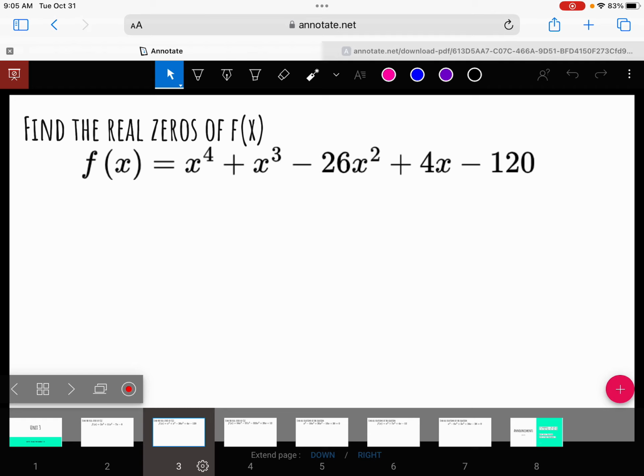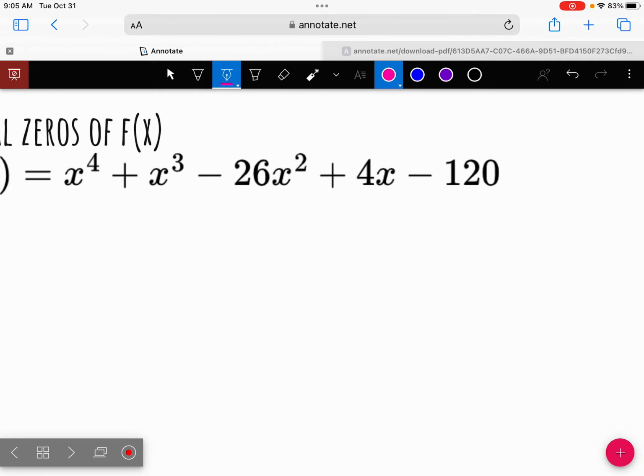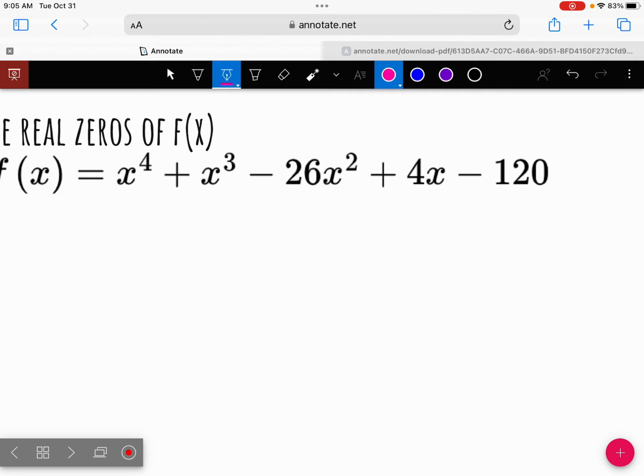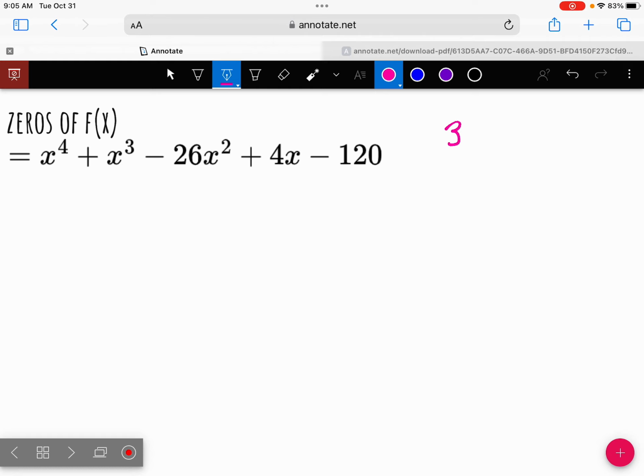All right. So first thing we're going to do is start with Descartes, where we figure out how many positive, how many negative, all that jazz. So we're going to start with how many times does it change sign as it is? I'm just going to give us some more space here. How many times does the sign change? 3 times. Which means how many positive roots do we have? 3 or 1 positive roots.